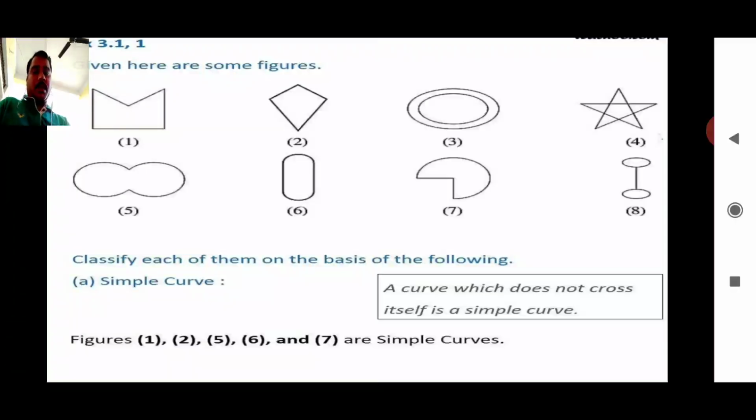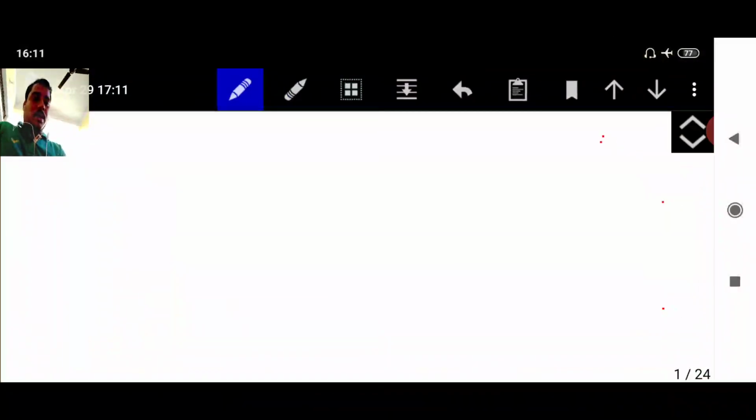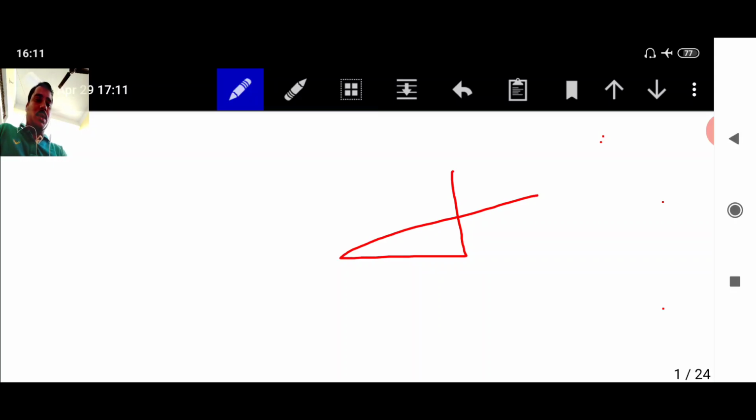So, the first figure does not cross itself, second also cannot cross itself, third one crosses itself, fourth crosses itself, fifth cannot cross, sixth cannot cross, seventh cannot cross, and eighth also crosses itself. What does it mean for a figure to cross itself? If we discuss how a figure or image crosses itself, if we have this type, it crosses itself here, okay.